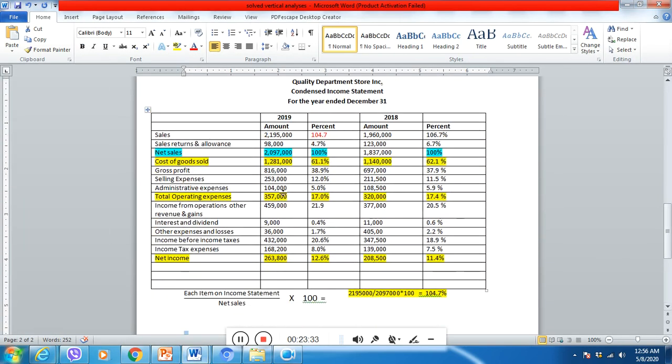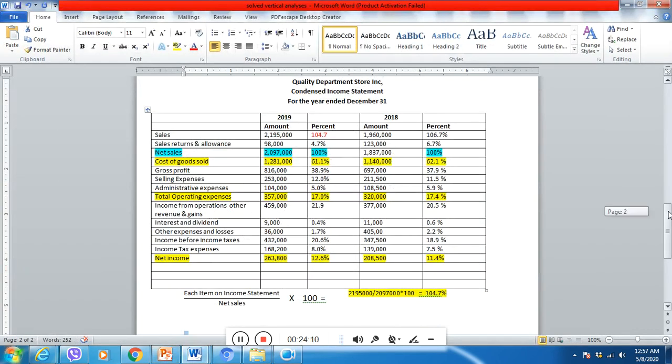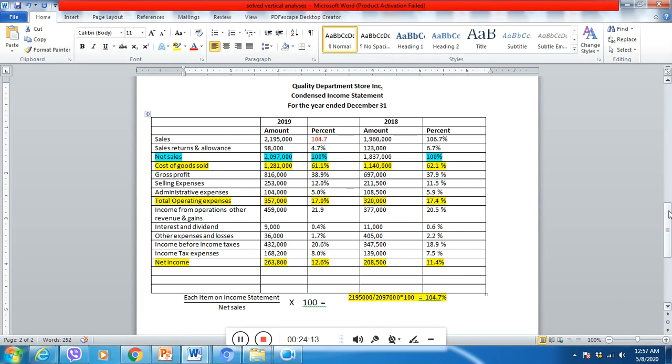These three things were cost of goods sold. Actually, what does the income statement tell us about? Income statements show what the expenses are and what the income is. We compare: last year our income was 11.4%, and now our income is 12.6%, meaning we are at the development stage. And this last line, quality appears to be a profitable enterprise and that is becoming even more successful. If someone wants to buy this company, the decision will be, the analysis tells us, that this is a profitable business.